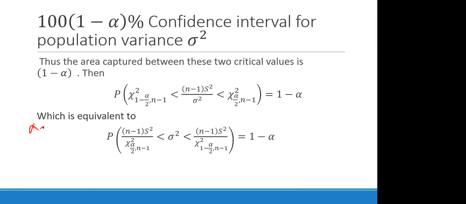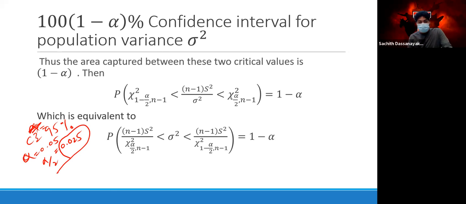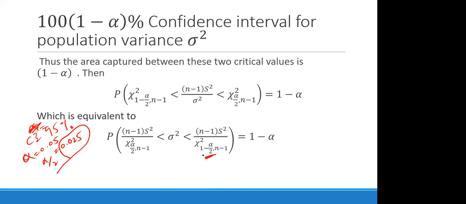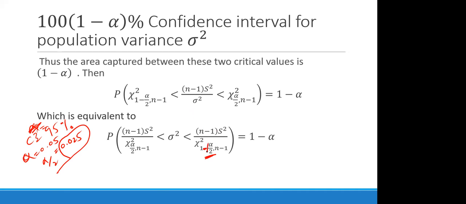Alpha is given, like a confidence interval of 95%. Then what is alpha? Alpha is 0.05, so alpha over 2 is 0.025. So you have to deal with 0.025. At that time your alpha is alpha over 2, or in this case your alpha is simply 1 minus alpha over 2. Here 1 minus, okay.